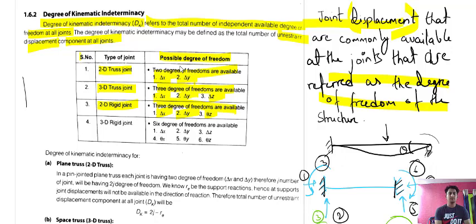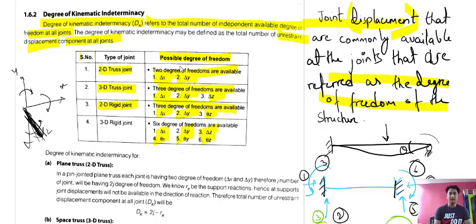6, how come? Suppose this is x, this is y, and this is z here. So it can rotate about the x direction, the y direction, and the z direction. So it can rotate in 3 directions. So the degrees of freedom will be 6: delta x, delta y, delta z, and theta x, theta y, theta z. So the possible degrees of freedom available in case of a 3D rigid joint are 6.